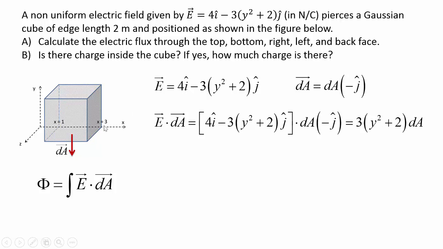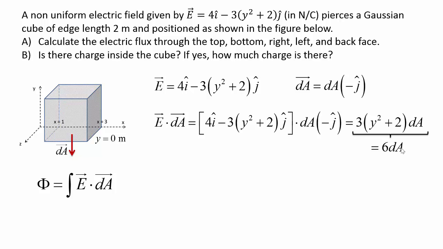For the bottom surface, every single point on this surface has a y coordinate equal to 0. So this bottom surface, y equals 0, makes the value of this dot product equal to 3 times 2, 6 dA.